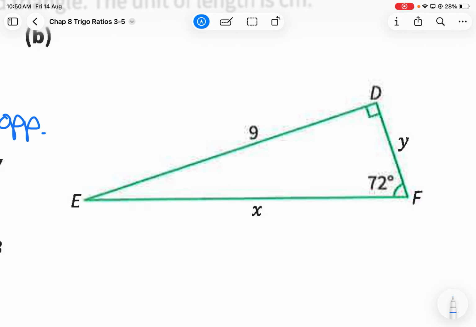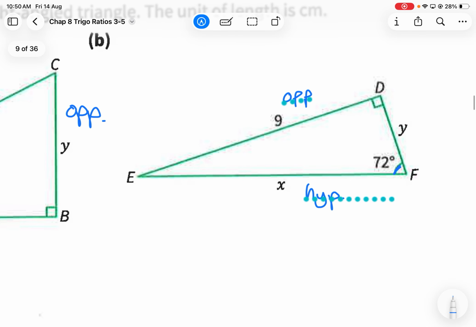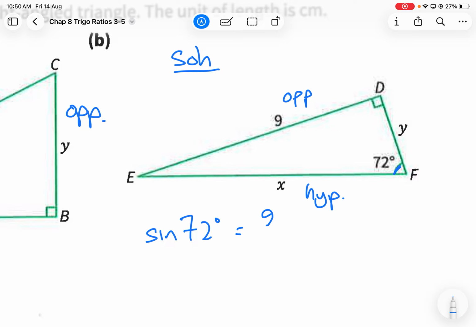Okay. The angle is 72. It is here. My x is my hypotenuse. 9 is my opposite. I want to use opposite to find my hypotenuse. I form the equation. Opposite, hypotenuse. So sine of 72 equals opposite over hypotenuse. Half the job done. Put the 9.